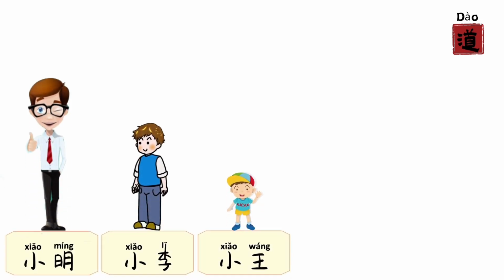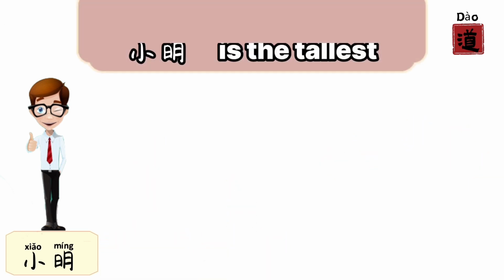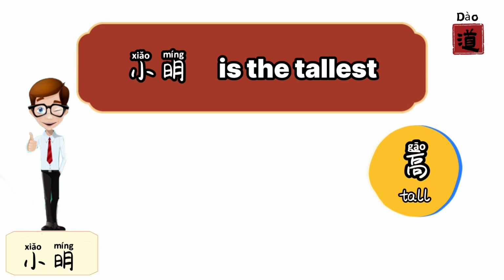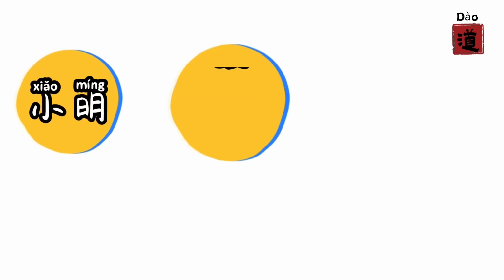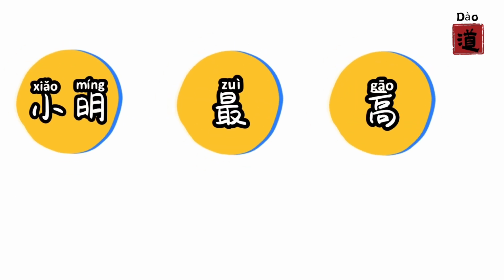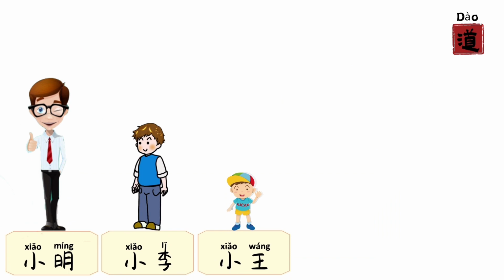Example. There are 3 people here. Who is the tallest? Yes, 小明 is the tallest. When you want to express that 小明 is the tallest of the 3, you can use 最. Let's make this sentence. 小明最高。 Let's go back to the previous picture.